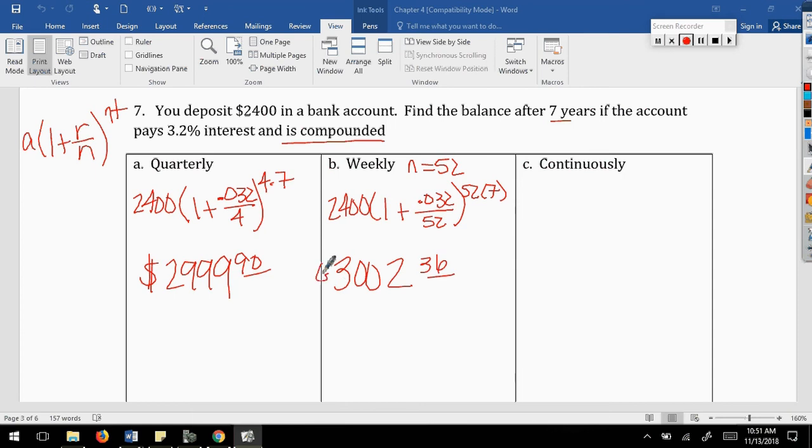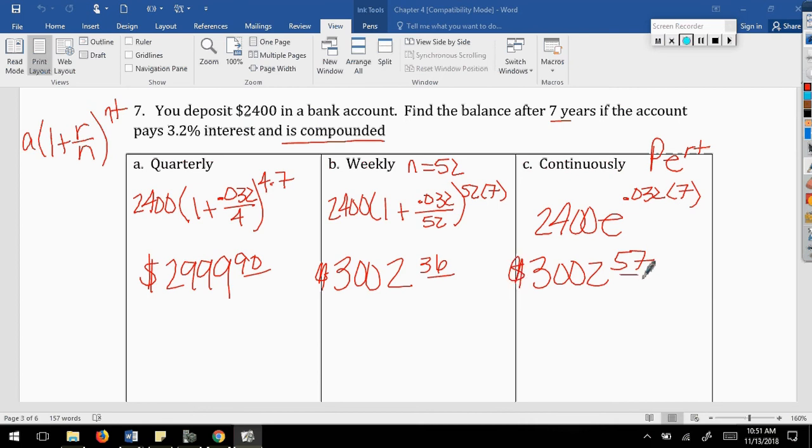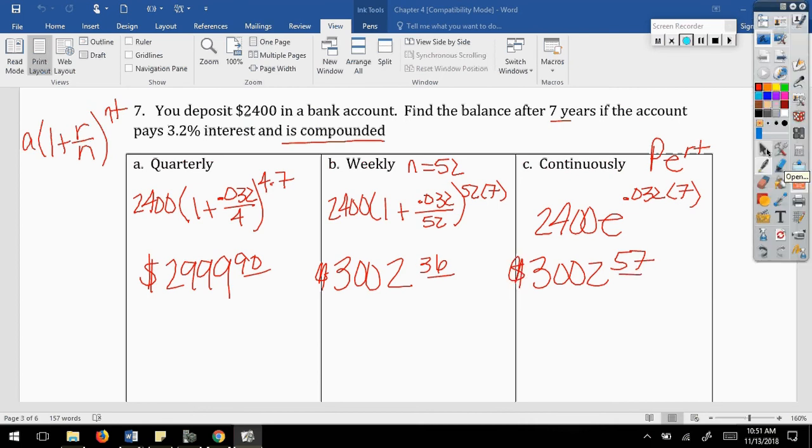And moving on to continuously, that means we're going to use Pert. So it's 2400 e, and then I do 0.032 times 7, so e to the 0.032 times 7 gives me 3,257. So you see they're really close to each other. It's just cents difference. Okay, moving right along.